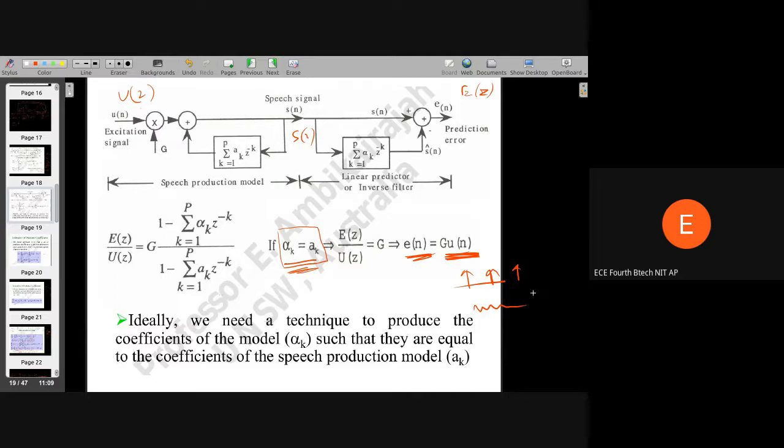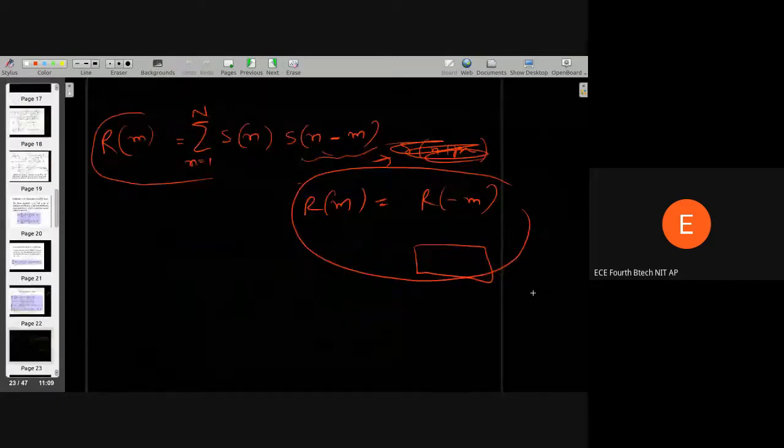So let's see what happens then. Let's see what happens to the LP analysis results. So we went through all this.